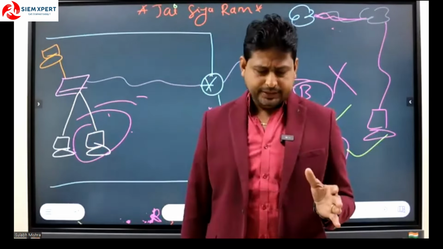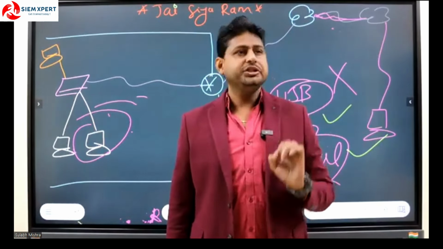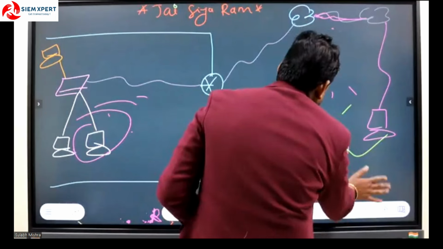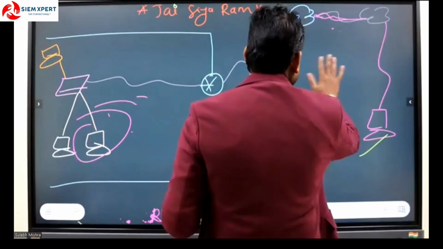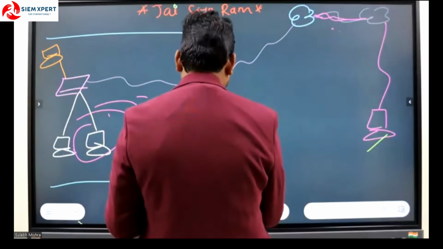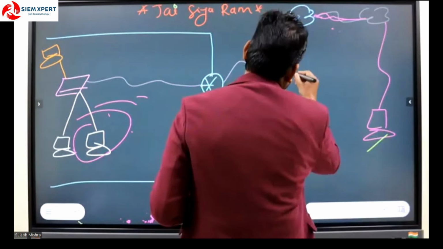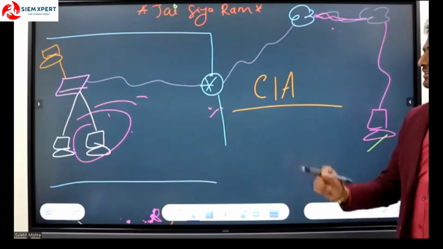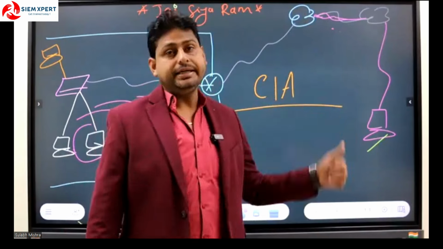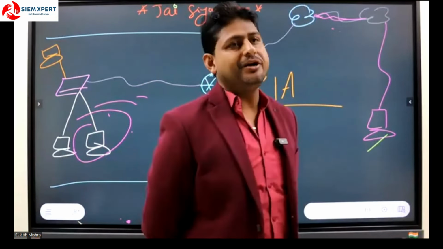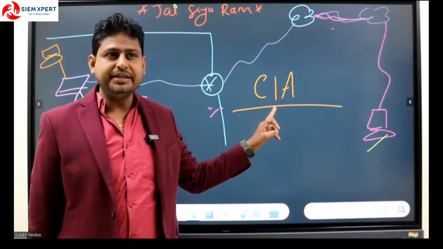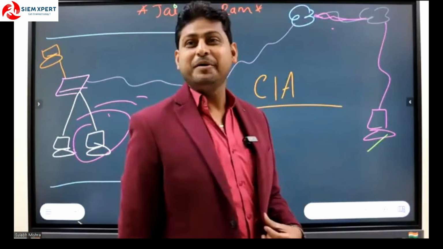Before going ahead and understanding the responsibility of SOC, let's understand cyber security. Being part of the cyber security team, you have to follow this standard called CIA: confidentiality, integrity, and availability. The objective of cyber security is to follow CIA. If I am part of cyber security, that means I have to ensure CIA: confidentiality, integrity, and availability.